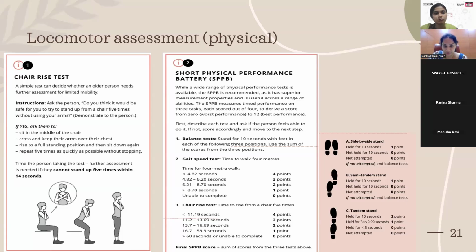We ask the patient to walk a distance of 4 meters and we look at the time taken to cover this distance. The cutoff is 4.82 seconds. Anything less than that would be full points, that is 4 points. And as the time increases, we give them fewer and fewer points. In the end, when we take the total score, the higher the points, the better the physical performance. A lower total means that they have impaired performance and we need to start appropriate physiotherapy measures to improve their mobility, or any pharmacological therapy if they have any conditions that affect their mobility.